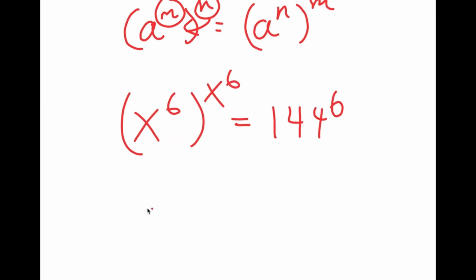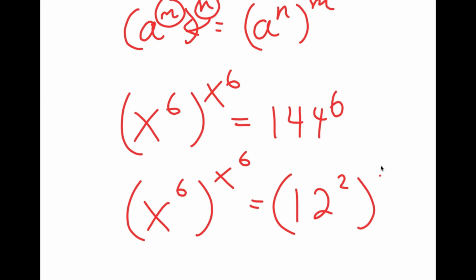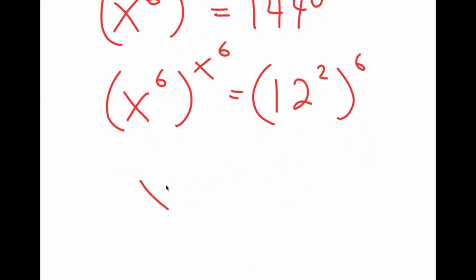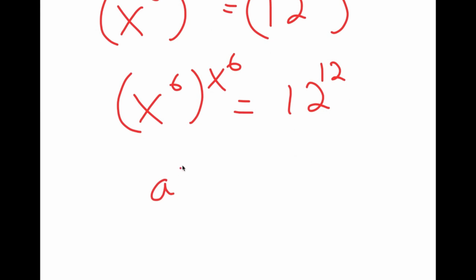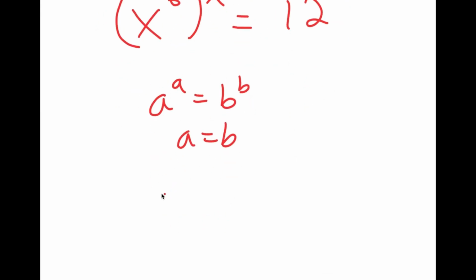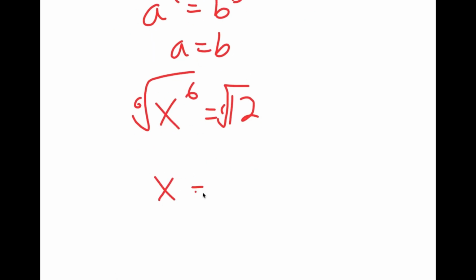And 144 is the same thing as 12 squared, so I get x to the power of 6 to the power of x to the power of 6 is equal to 12 squared to the power of 6. So now this turns into x to the power of 6 to the power of x to the power of 6 is equal to 12 to the power of 12. And if I have something in the form a to the power of a is equal to b to the power of b, this means that a equals b. So in this case, x to the power of 6 is equal to 12, and if I take the 6th root on both sides, I get x is equal to the 6th root of 12, and this is positive or negative.